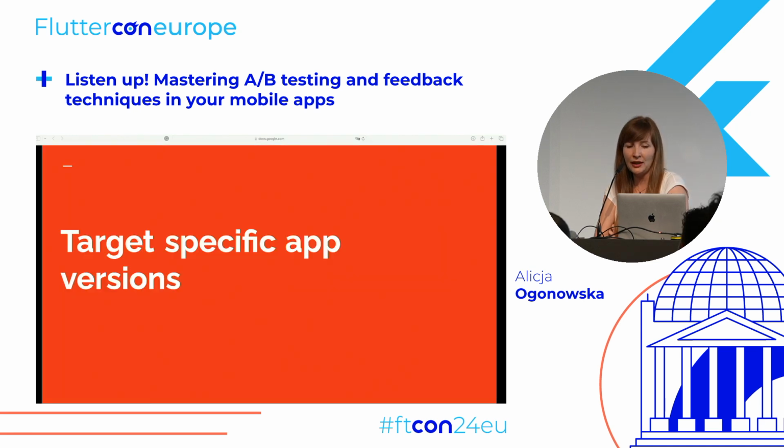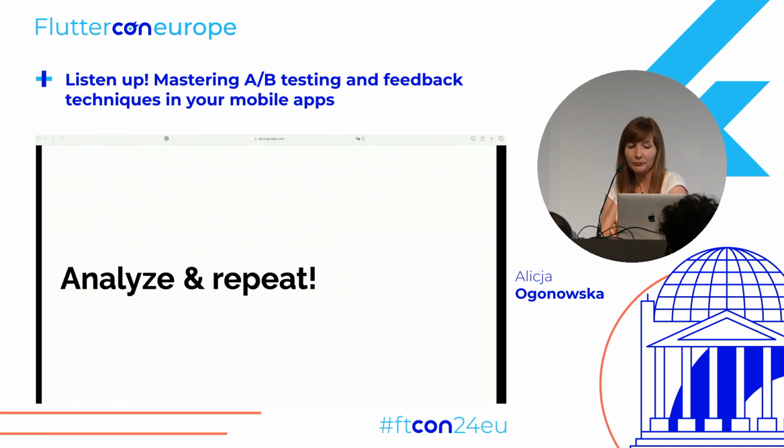And also you can target specific versions of the app, especially if you are testing a remote value that you already had before, because you may have users that already have it, but don't have the new code that will actually do stuff differently. So you don't want them to become part of the experiment and blur out your data. And also analyze and repeat, because it's a continuous process. So don't give up if your first test doesn't result in 100% change.